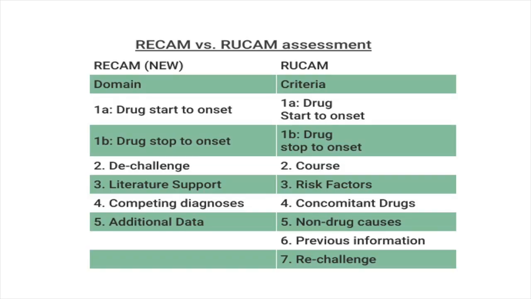A recent study showed the RECAM was superior to the RUCAM in classifying either end of the causality spectrum, highly likely DILI or excluded DILI. It is also shown to be in accordance with the DILIN Expert Opinion Causality Scale. Finally, RECAM is computerized and semi-automated, allowing for more reliable case adjudication and fewer operator errors.